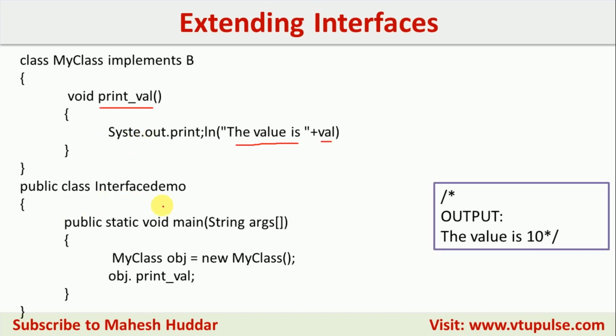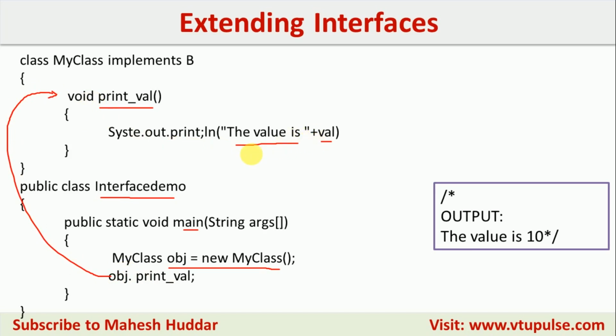Now we will go to this particular main class, that is interface demo. Here I have created a main method. Within that I have created an object, obj.printval I will call. So whenever I call, it will go to this particular print val, and then it will display this particular val. But from where did it come?